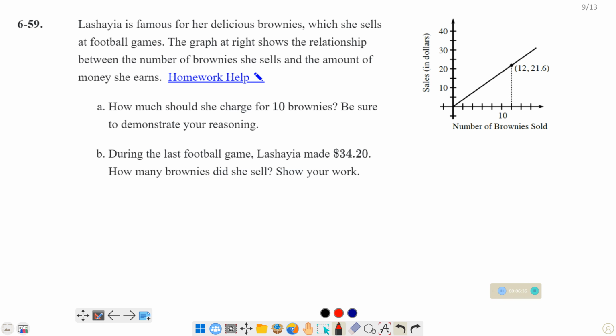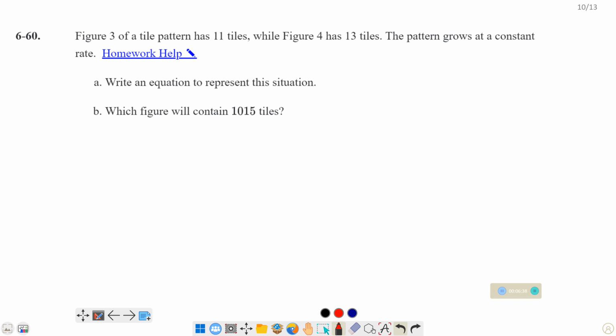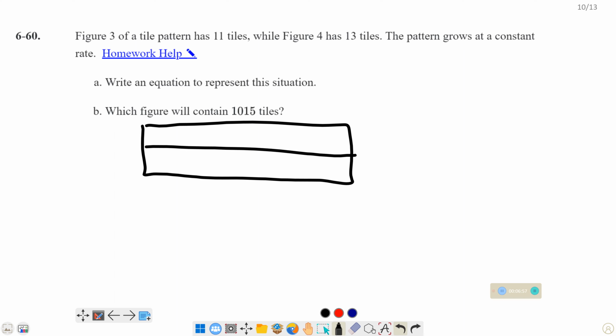All right, next problem, 6-60. Figure 3 of a tile pattern has 11 tiles, while figure 4 has 13 tiles. The pattern grows at a constant rate. Now, what I really want you to do in this problem is please draw a table. This table should start with 0, and it should include the number 3 and the number 4.